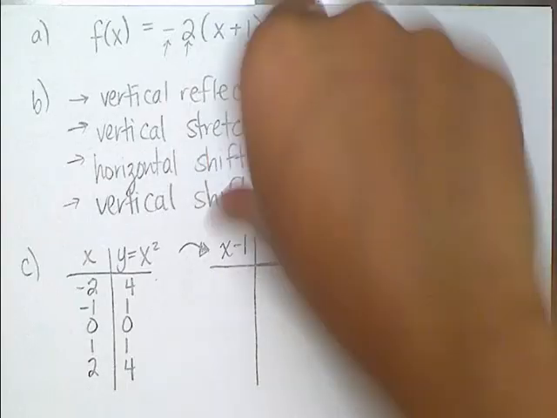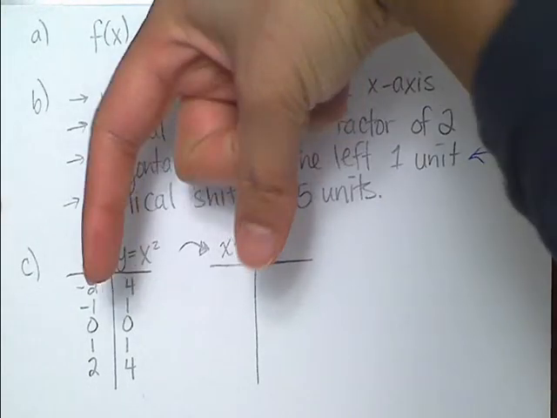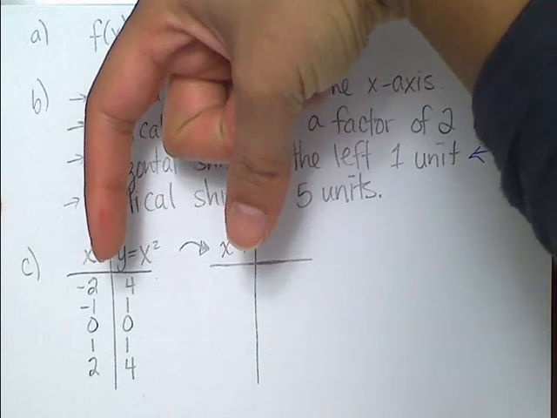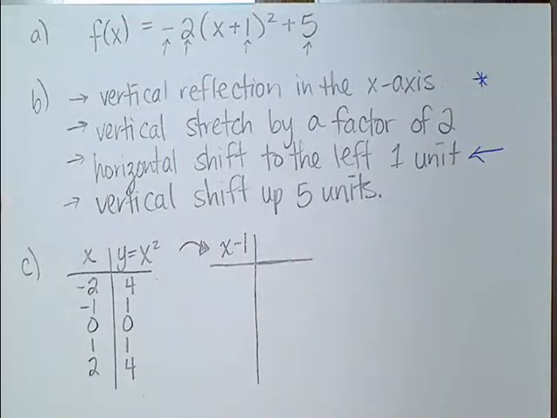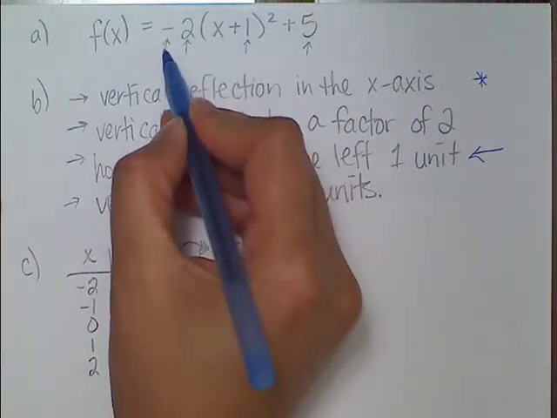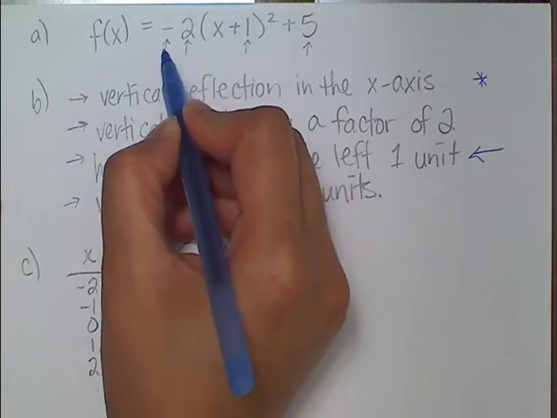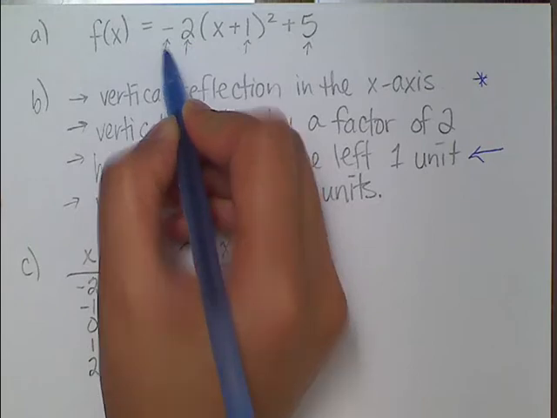going to be reflected. So normally they're opening up, they're going to be reflected and open, oops, that didn't work, they're going to open down. And so what that means is all the positive y values will now become negative y values. And you can see that they become negative y values because of the negative at the front here.